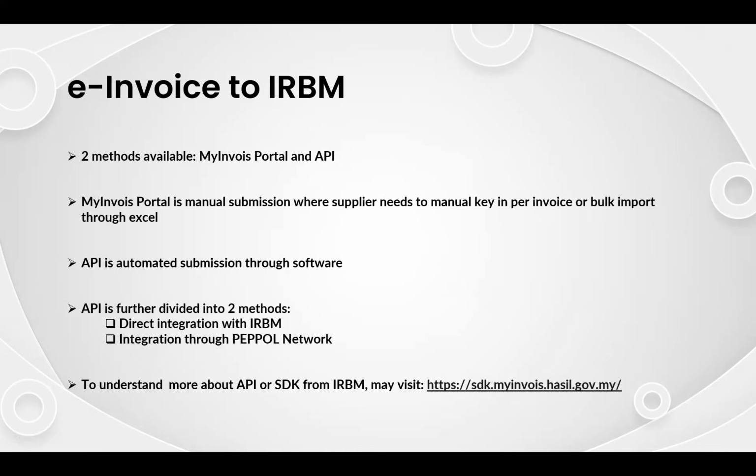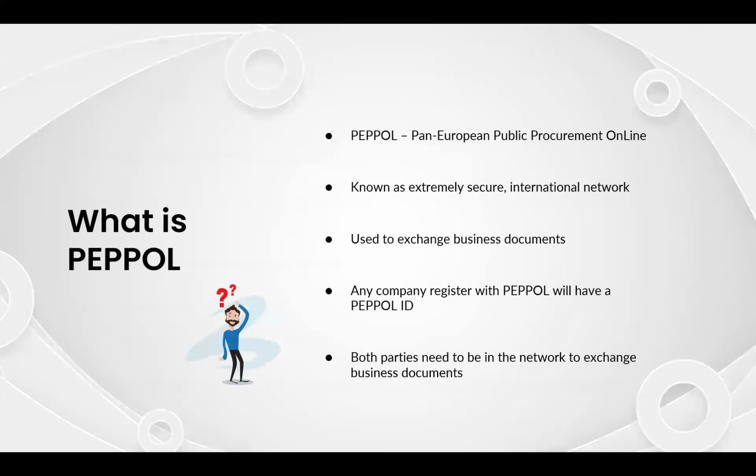PEPO is another international network which your software can link to. Your software can link to IRB, and the IRB My Invoice Portal can reflect back the result and put it back in your customer's software. So it's an integration automatically lah. PEPO is actually not a new thing. PEPO is an overseas network lah. We call it an international network.